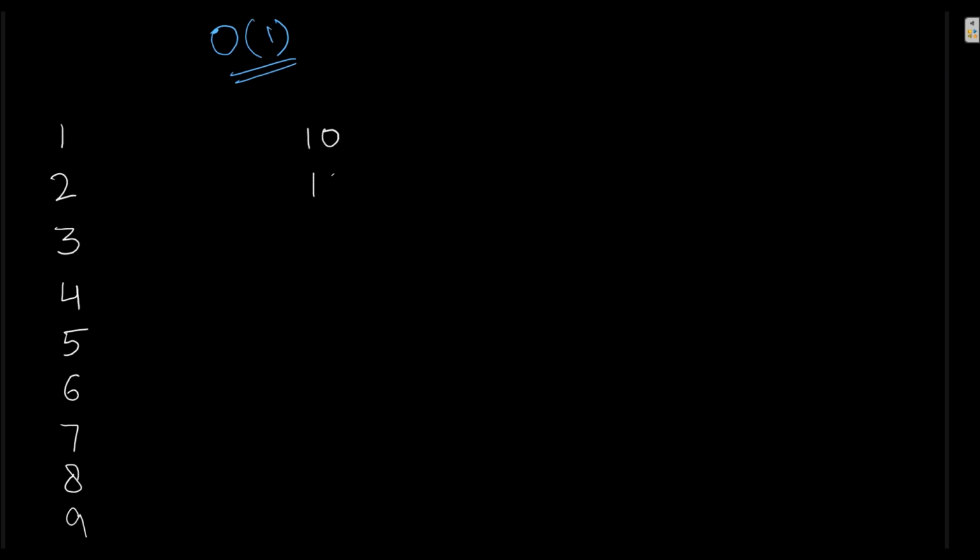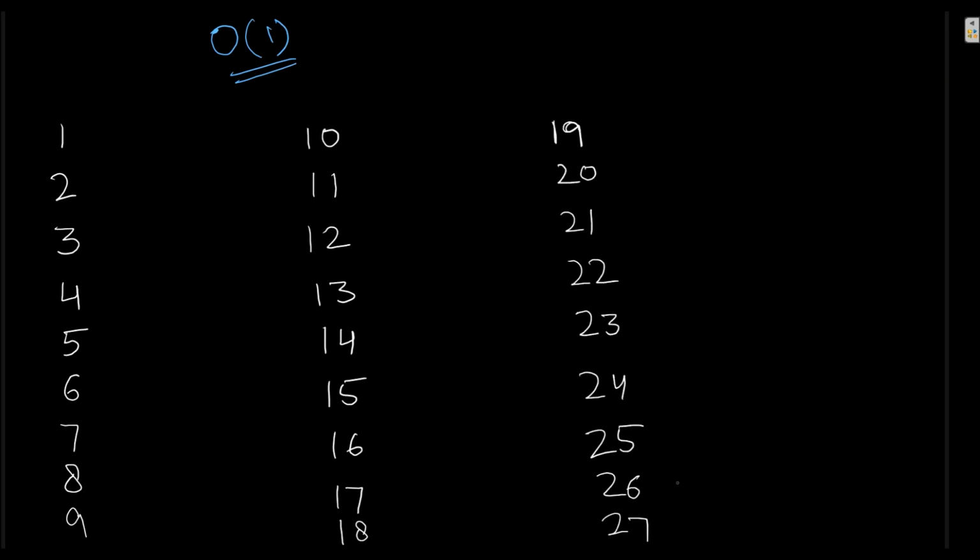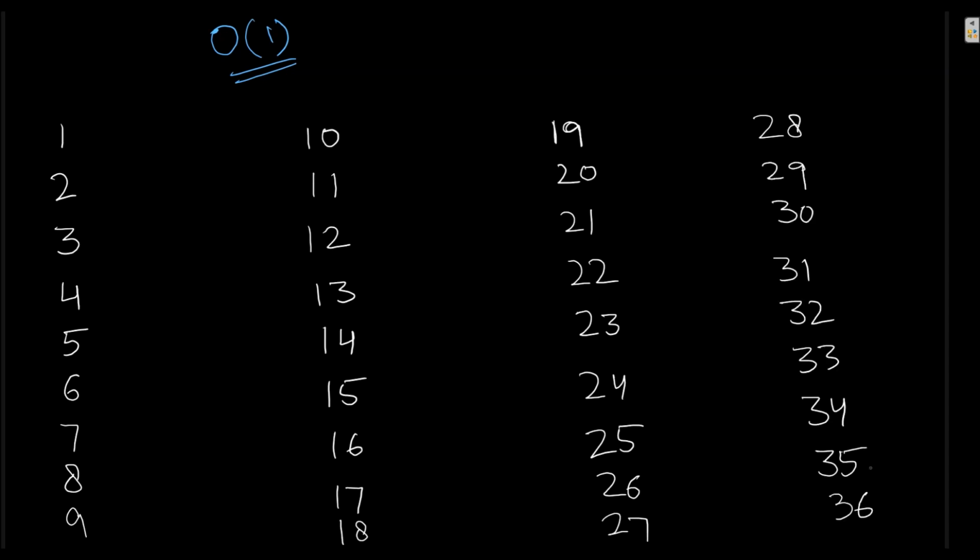Now we have a challenge: we need to solve this in order of one time. So how to do this? Let's write the numbers from 1, 2, 3 to 9. Then from 10 to 18. Then I'll write 19 to 27, 28 to 36, and here we will take out the sum of the digits.